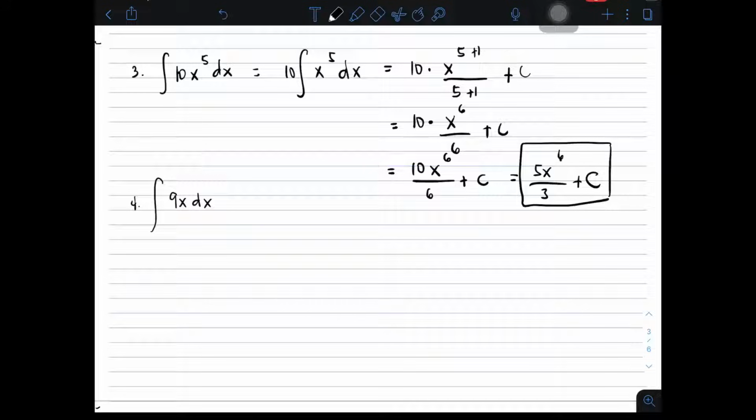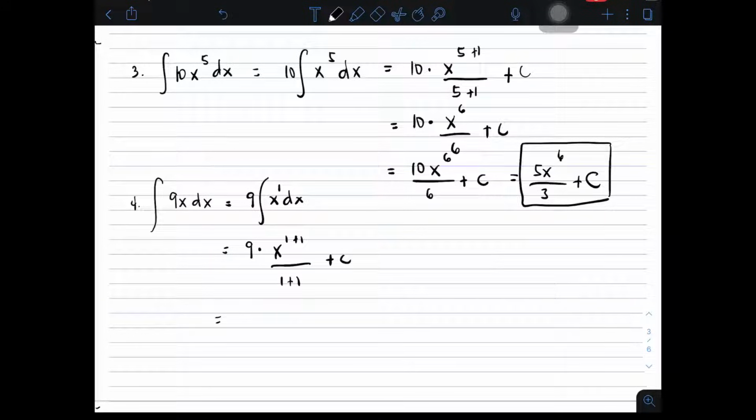So number 4 natin, same process lang when it comes to number 3. So you have 9, the integral of x dx. So, sir, wala po tayong exponent sa x natin. Meron tayo ditong invisible 1. So, we can apply the rule. You have your 9 times x raised to 1 plus 1 over 1 plus 1 plus c.